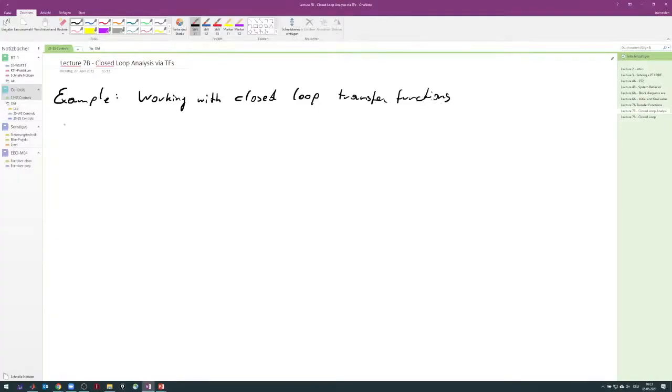So we are given a system G of S, which is 0.7 over S plus 1. So pretty simple, right? So it's a PT1 first order system, or proportional system with a first order lag. So if you want to analyze this guy, you have a pole at -1, so it's stable, right? So that's what we like. And we have a steady state gain of 0.7.